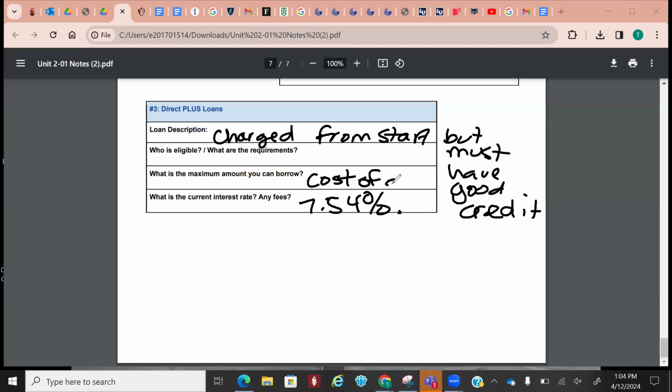The cost of attendance is how much you can borrow. So literally you can charge the entire thing to this loan. A lot of people do this for private schools, and this is for parents and undergrad, postgrad. So these are for parents, these are for people who have children. Okay. So that is the notes for 2.1.